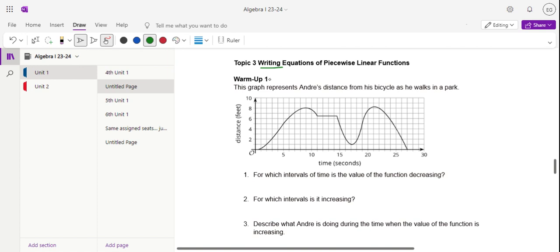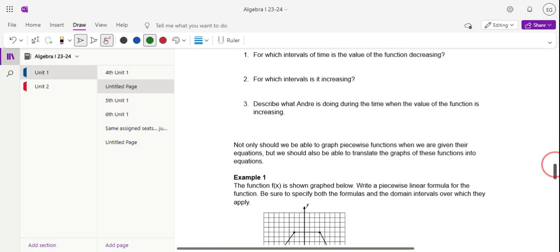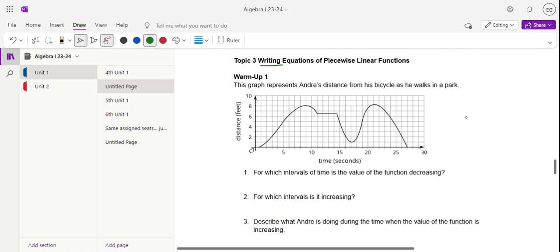So warm up 1, this graph represents Andre's distance from his bicycle as he walks in a park. So whoever is showing this video, hopefully you pause right now. I want you guys to all try this warm up number 1 that is on this page. So again, pause the video now. Okay, I'm going to go through this warm-up.